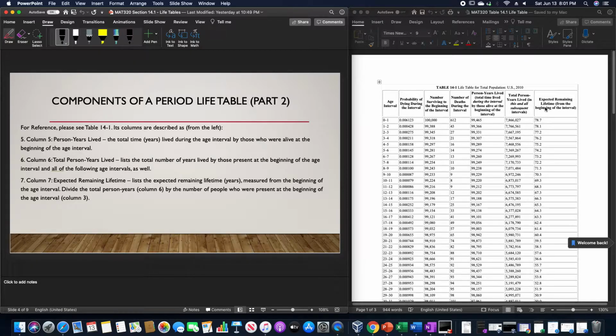The last column, column 7, is the expected remaining lifetime. This lists the expected remaining lifetime in years measured from the beginning of the age interval. We divide the total person years, column 6, by the number of people who are present at the beginning of the age interval, column 3, to get these values.